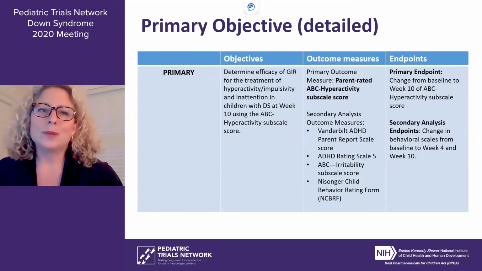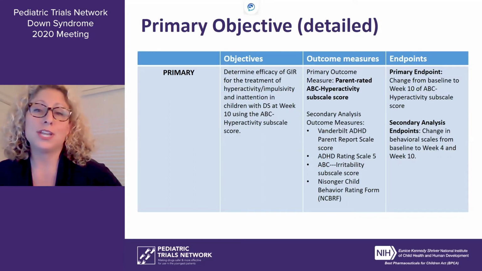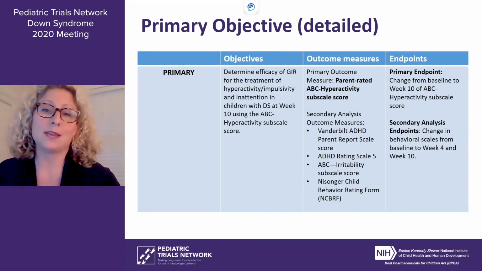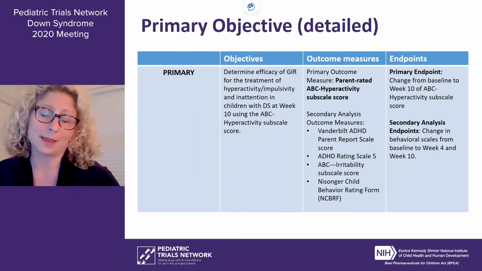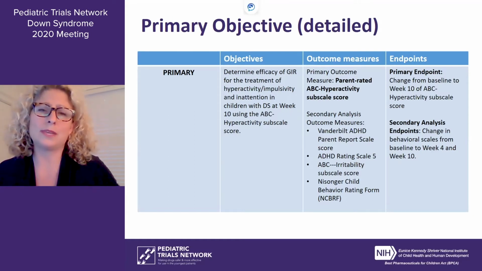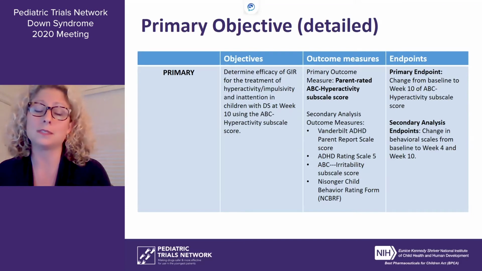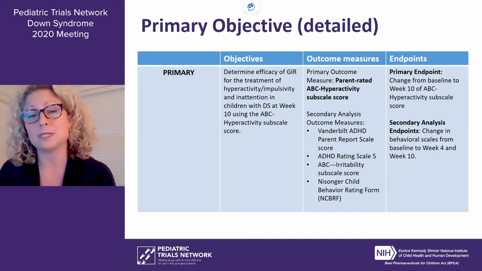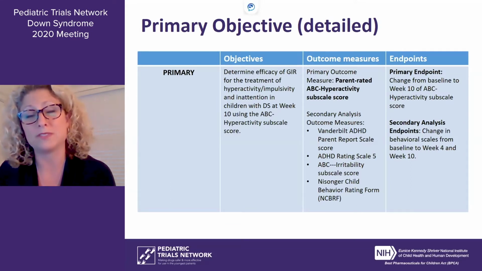So going into a little bit more detail for that primary efficacy objective, we'd like to look at the 10-week change from baseline in the ABC hyperactivity subscale. We chose that subscale because many of the studies, including that study by Dr. Capone in children with Down syndrome on guanfacine, used the ABC hyperactivity subscale. So it allowed us to look at how much of an effect size was seen in those previous studies in order to help guide the powering of this study.